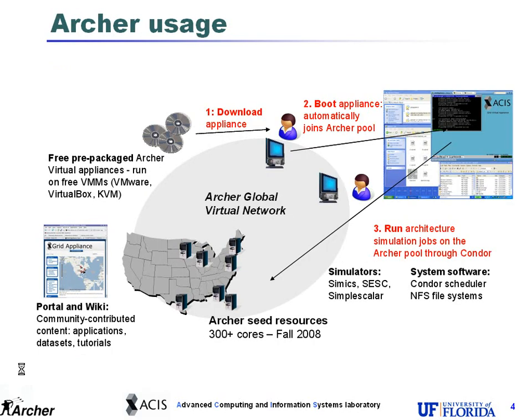The typical usage model of Archer is that a user will download a prepackaged appliance, which is maintained by the Archer team. This appliance is ready to go. When you boot it up, it automatically joins the Archer pool, and you have a window on your machine that supports the running of jobs across the entire infrastructure. It can run simulators like Simics, SESC, and SimpleScalar, and the system software includes the Condor job scheduler and wide area NFS file systems that allow people to share datasets.